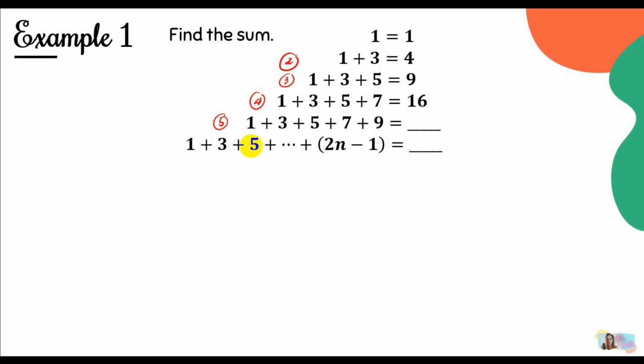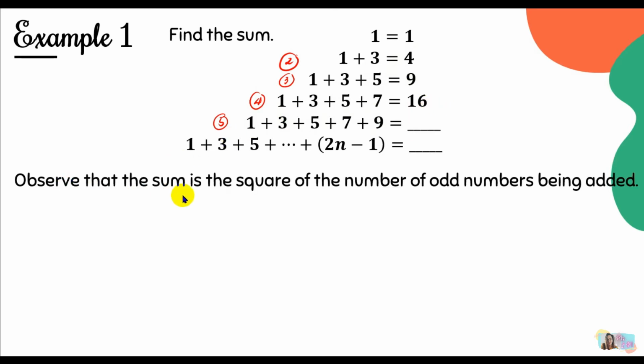So, meron ba kayong napansin na pattern? 2 yung ating odd numbers and then 4 yung naging sagot. Dito naman, 3 yung odd numbers natin, then 9 yung naging sagot. Then we have here 4 odd numbers na ating ini-add and then 16 yung sagot. What will be the answer if we add these 5 odd numbers? So 1, 4, 9, 16, ano yung nakita ninyong pattern? Observe that the sum is the square of the number of odd numbers being added. Square. So like here, 2 squared. Ano ba yung 2 squared?